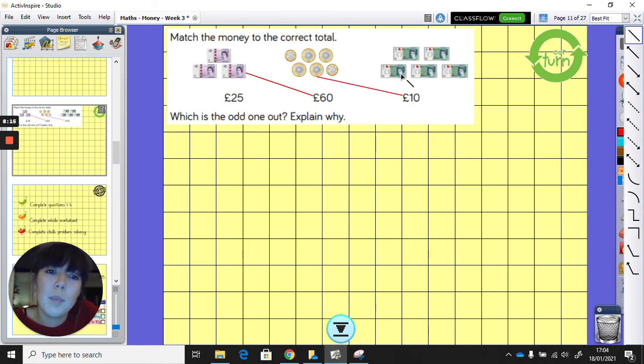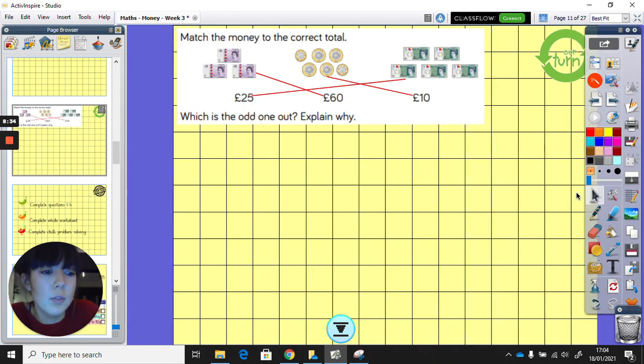Then we need to count up the £5. These are £5. 5, 10, 15, 20, 25. Well done. Remember, you should always check, even though you can assume that it's £25, because obviously it's the last one. But you should always check, just in case they're trying to trick you.